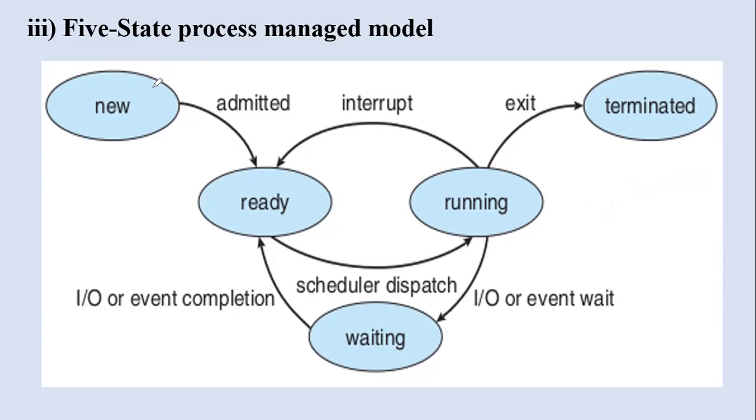The 5 states are the new state, sometimes called the creation state or initialization state. Then we have the ready state. We have the running state. We have the waiting or blocked state, and we have the terminated state.